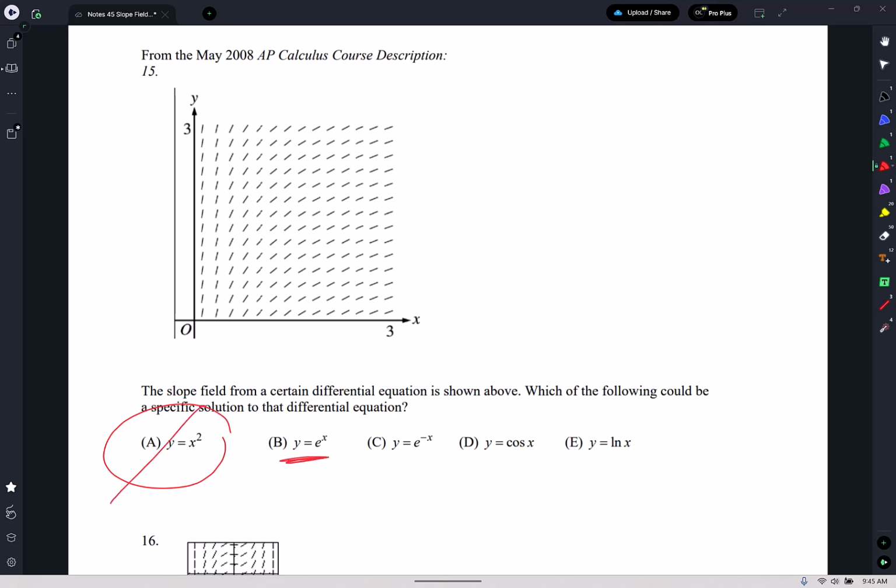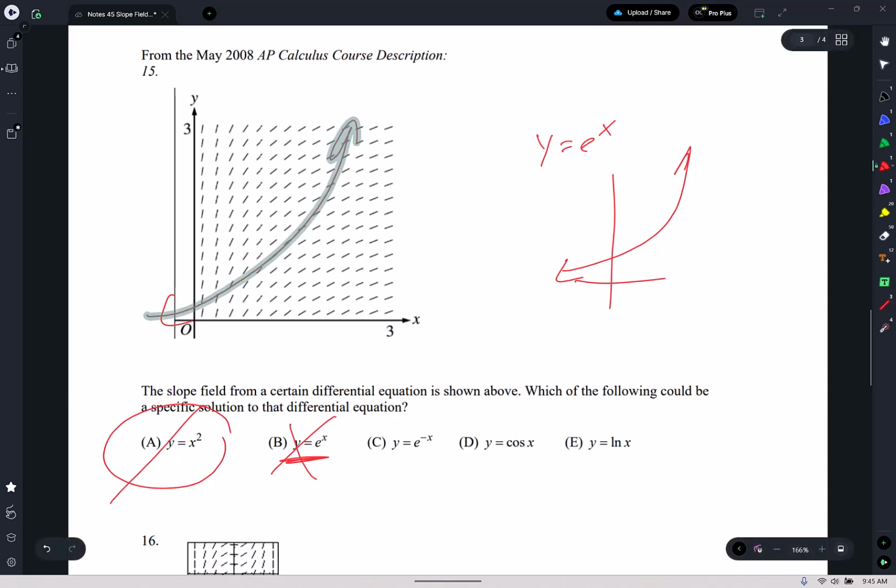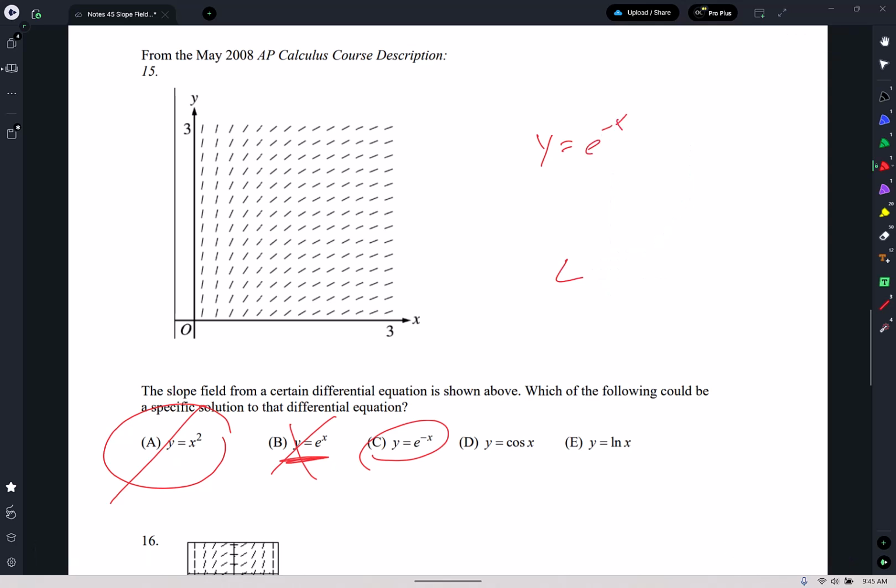These are called exponentials. y equals e to the x, and it looks like this. Do you see a positive y equals e to the positive x there? No, out. Look, it goes against the slope field, guys. There's no way it could be that. This one right here looks like this. Let me show you. e to the negative x looks like that.